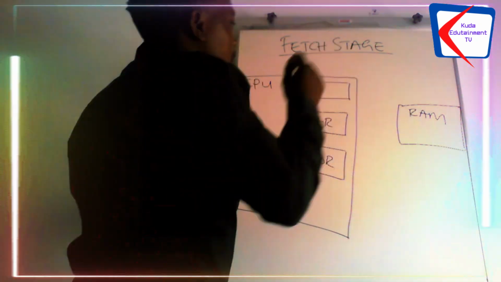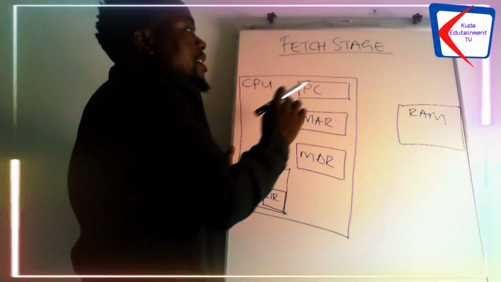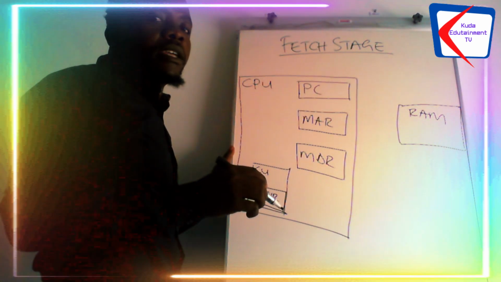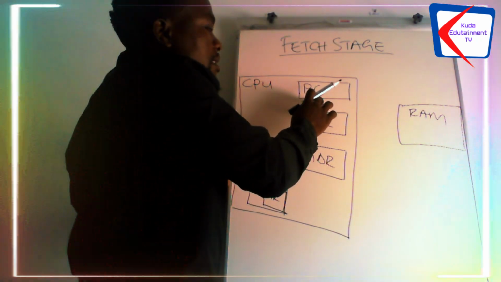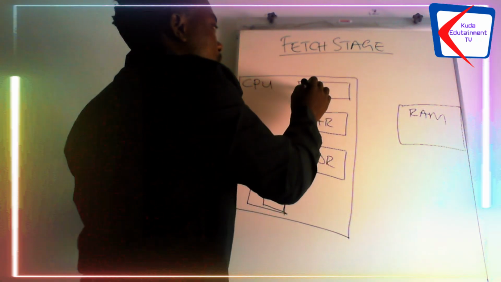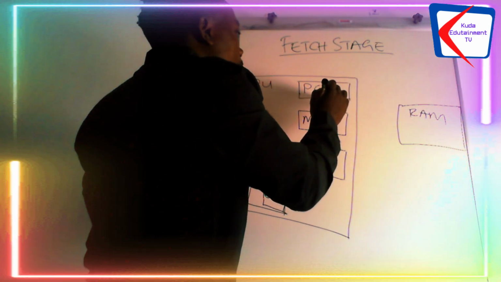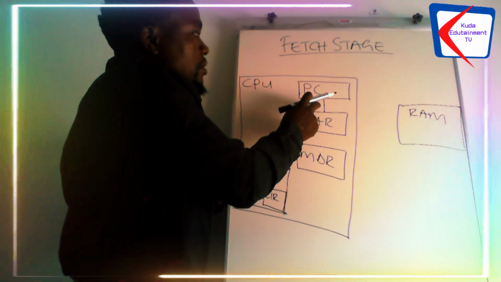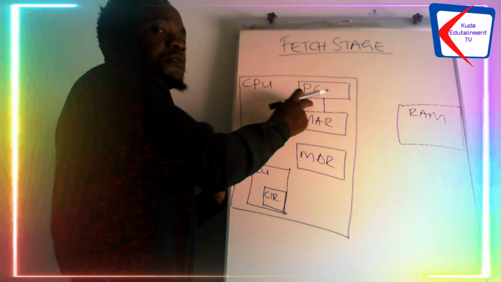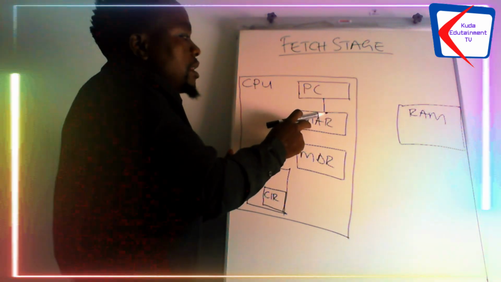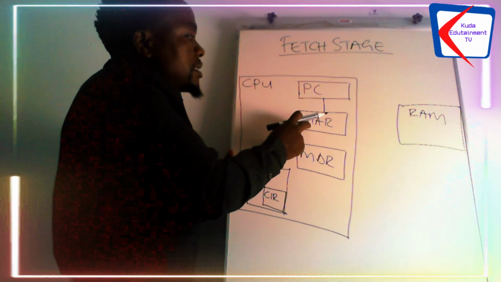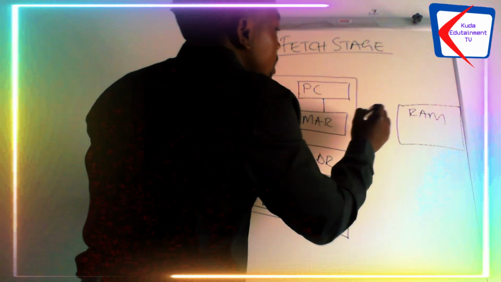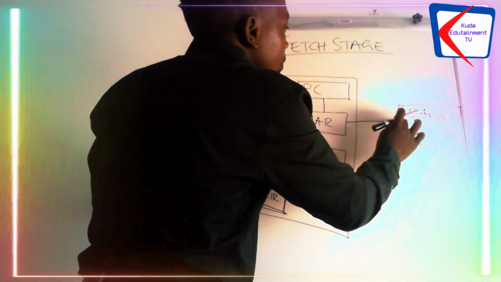Now, what happens is that the program counter points at the next instruction to be fetched or to be processed. That's what a PC does. So the PC sends the address of the next instruction to be executed to the memory address register. The memory address register is a location in the RAM.